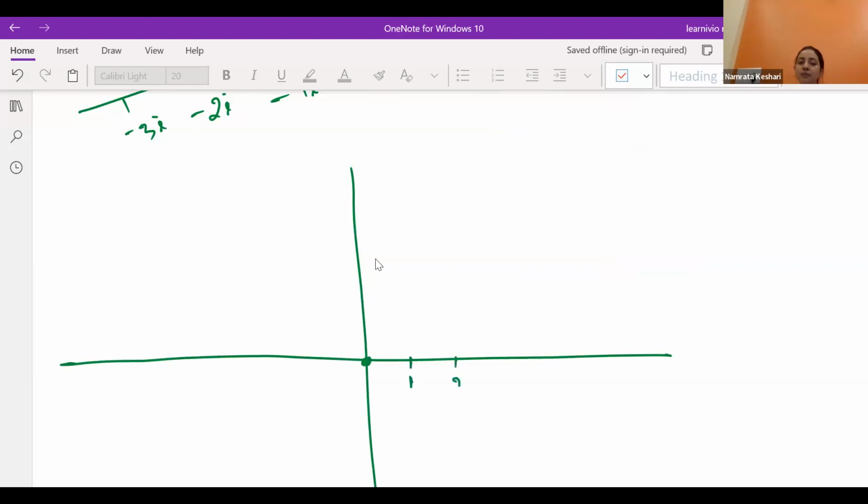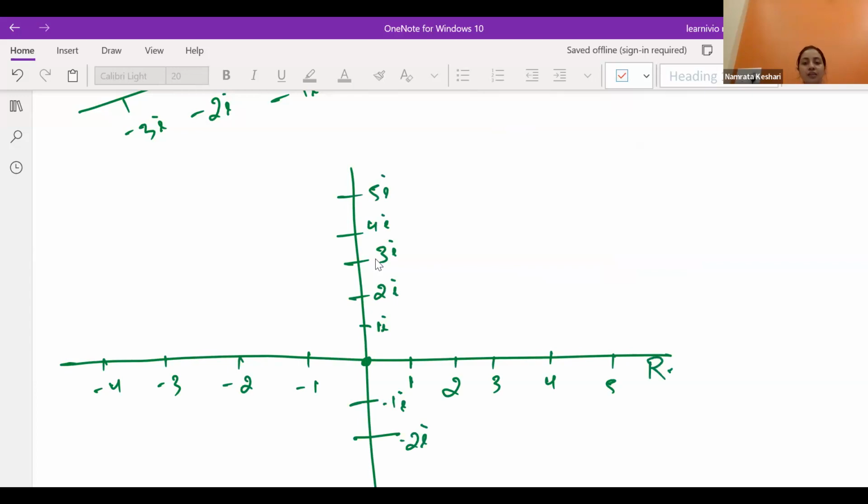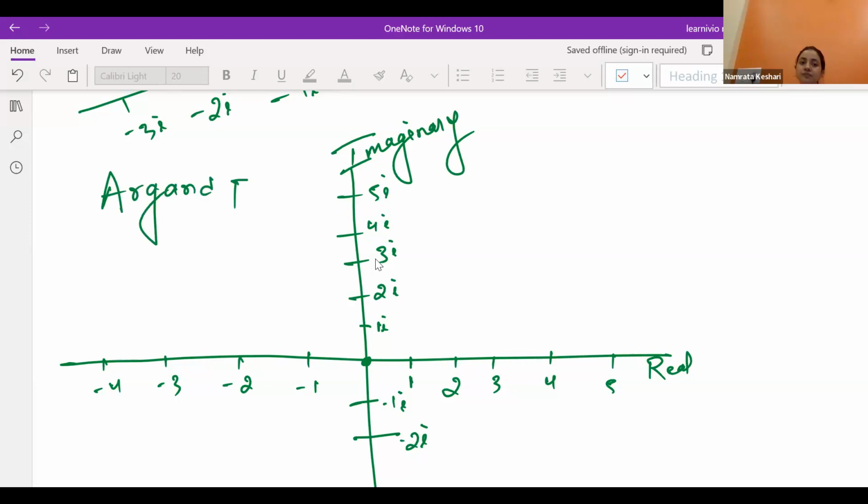This is 0, this is 1, 2, 3, 4, 5, -1, -2, -3, -4, and here 1i, here 2i, 3i, 4i, 5i, here -1i, -2i. So we have taken a real line and an imaginary line, and we have created something like a Cartesian plane. We are going to call it the Argand plane, and here we will be able to represent our complex number.